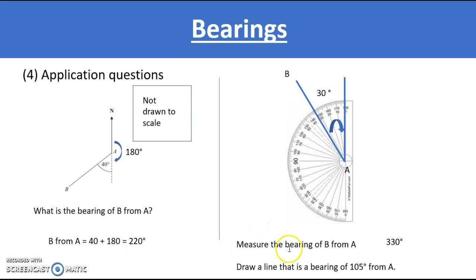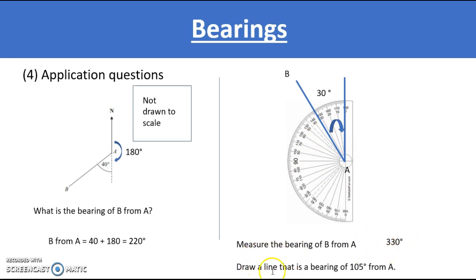Next one, measure the bearing of B from A. So from A, you gotta go clockwise. However, in this case, it's actually smart to go this way, do anti-clockwise, and you measure it to be 30 degrees or so. And because you know the whole entire circle is 360, all we need to do is 360, take away the 30, and from here all the way here, it'd be 330.